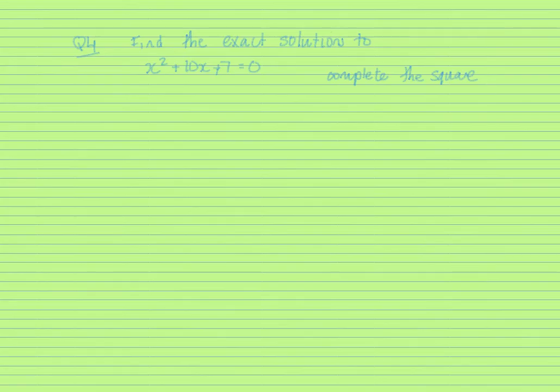Okay, question 4. I have to find the exact solutions to x squared plus 10x plus 7 equals 0, and they suggest to complete the square. So my first step is to halve the middle term, and half of 10 is 5. And I'm going to put a circle around that to remind myself to use it later. I square it, and I get 25.